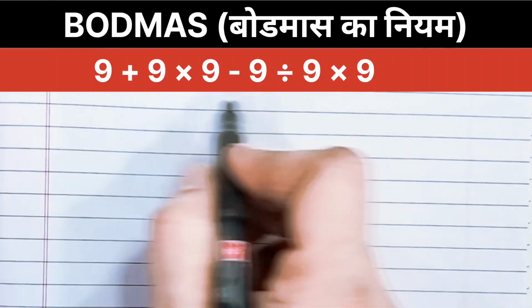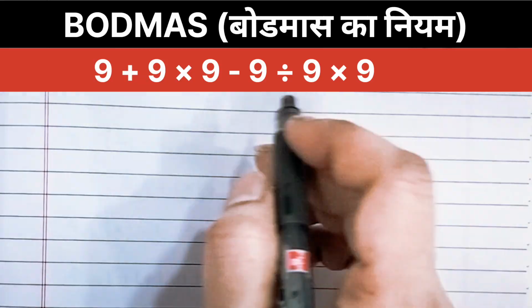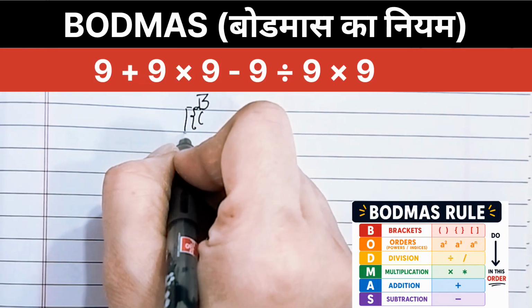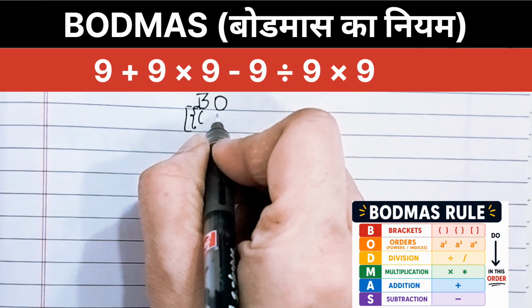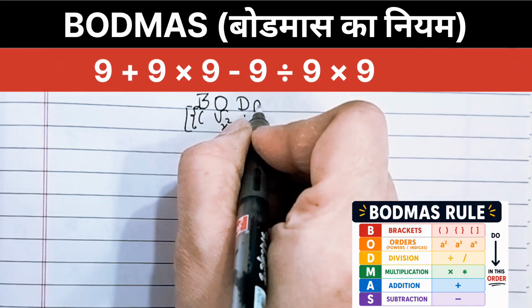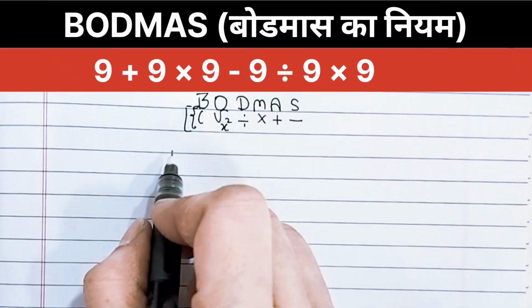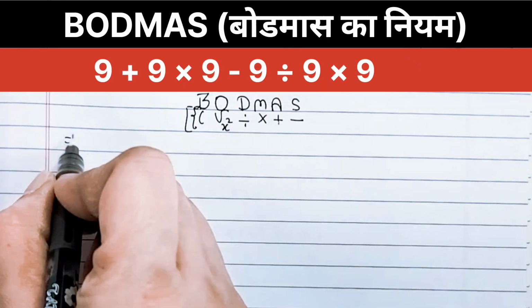Hello friends, now to solve this expression we follow the BODMAS rule, which dictates the order of operations. First we solve brackets: small bracket, curly bracket, then square bracket. O stands for order: we convert into multiplication and we solve square roots and exponents. D stands for division, M stands for multiplication, A stands for addition, S stands for subtraction. According to this BODMAS sequence, we'll break down this expression with a step-by-step solution.